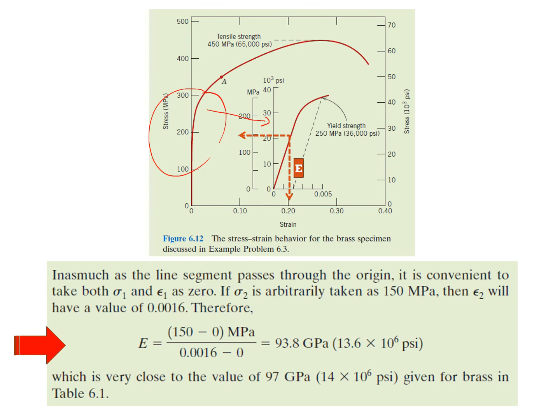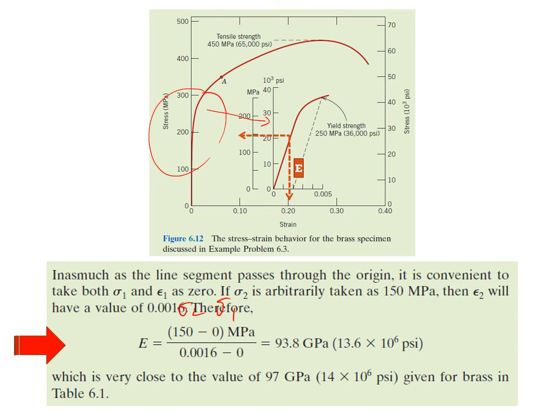Over here we can see the stress at the second point is approximately 150, minus the stress at the initial point, which is 0, divided by the strain at that location. This is equal to 93.8 gigapascal, which is very close to the value of 97 gigapascal given for brass in table 6.1.